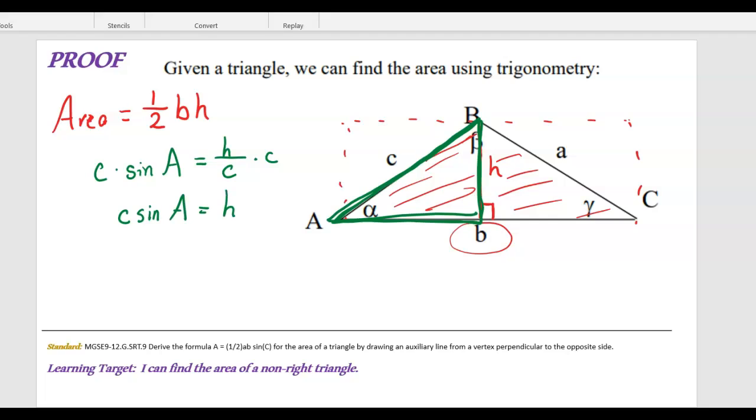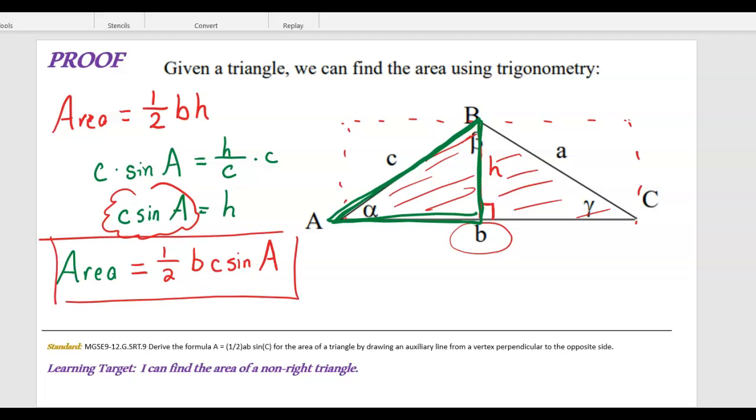Then I just make a substitution in the area formula. So the area formula is 1/2 base, that's B, times the height. Well, I'm going to replace H with C sine of A, and that's one of my formulas. Okay, so that's if I'm given two sides, B and C, and the measure of angle A, I can find the area of this entire triangle.